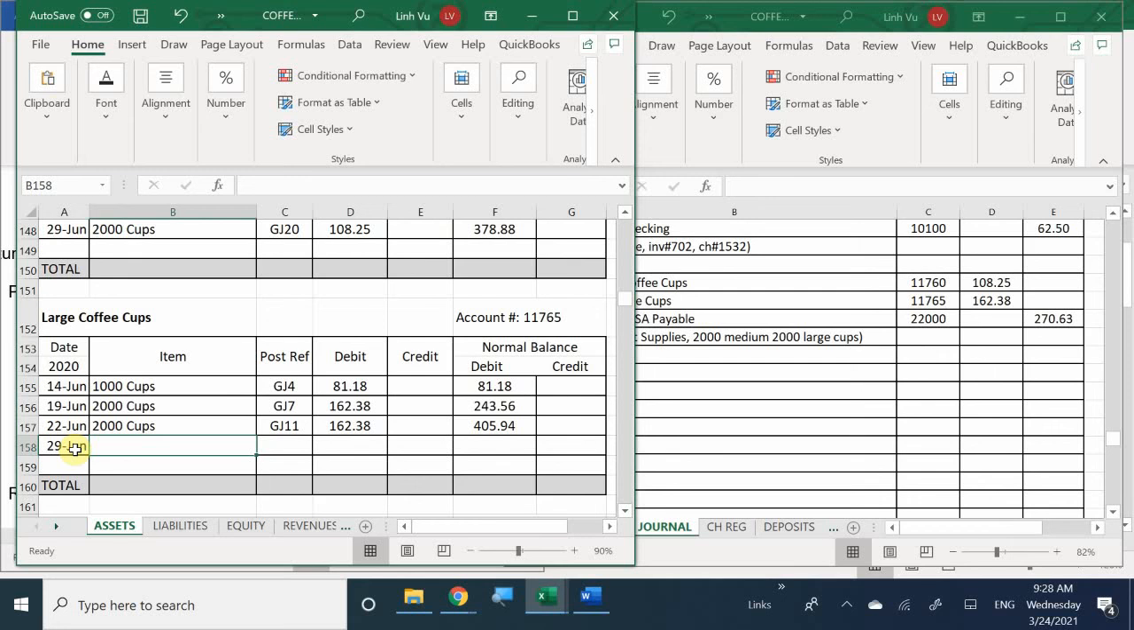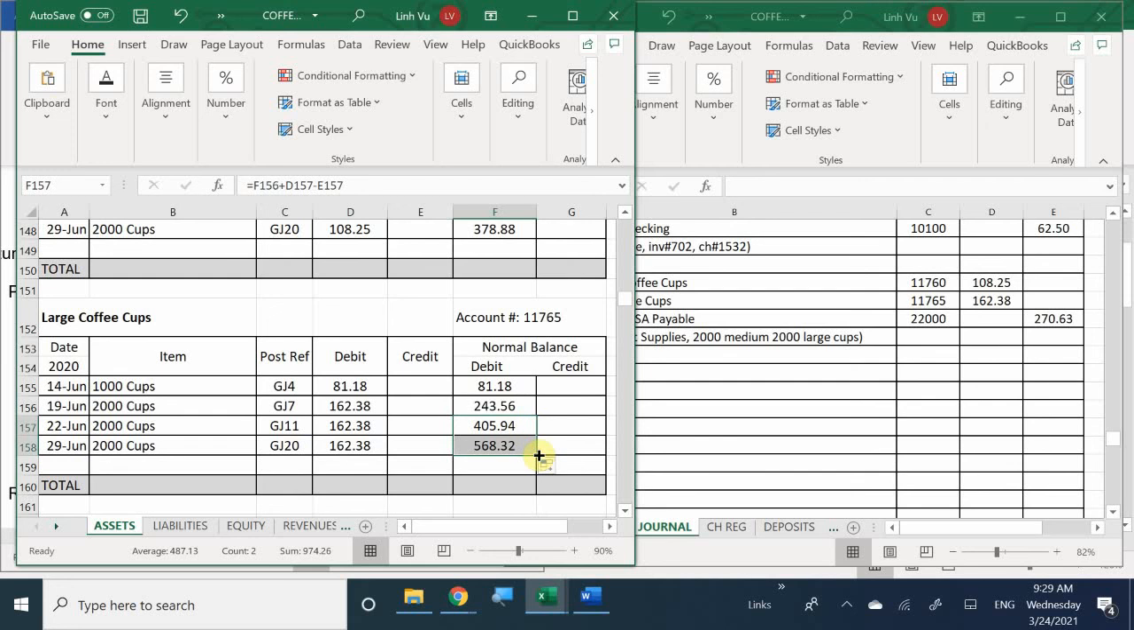Now we'll go ahead and update my large cups once again. June 29 for the 2,000 cups. General journal number 20, for the 162.38. So what should be my ending balance? 568.32. Yes.